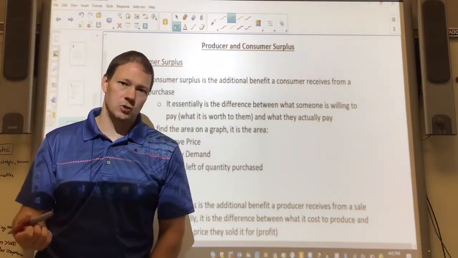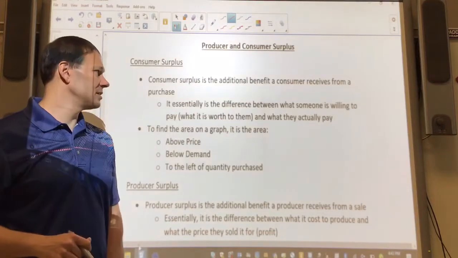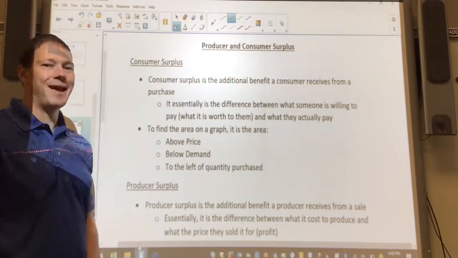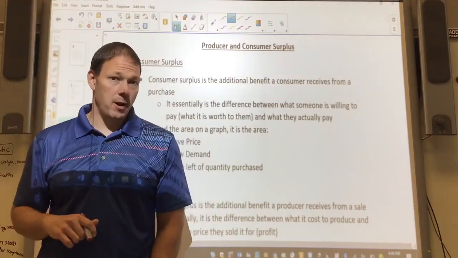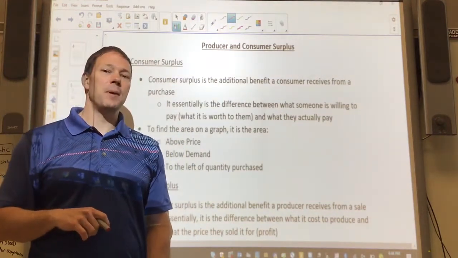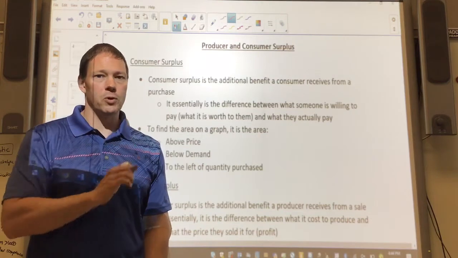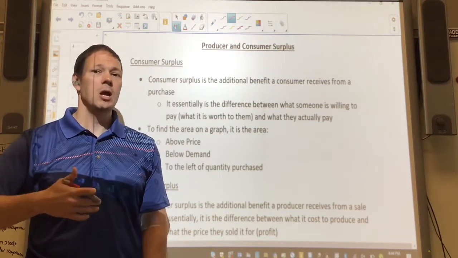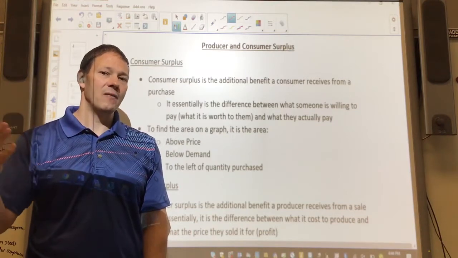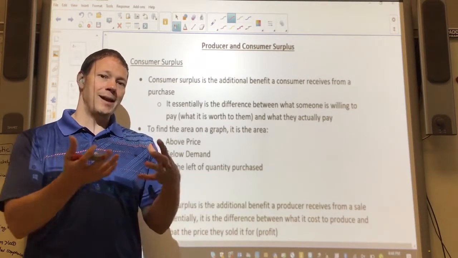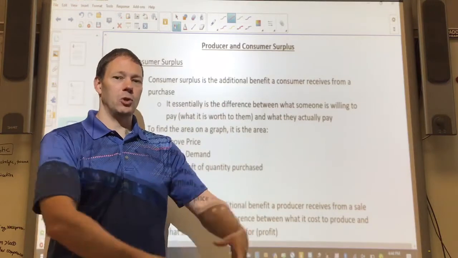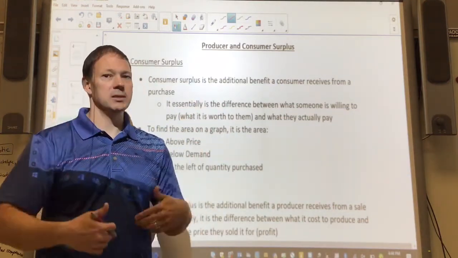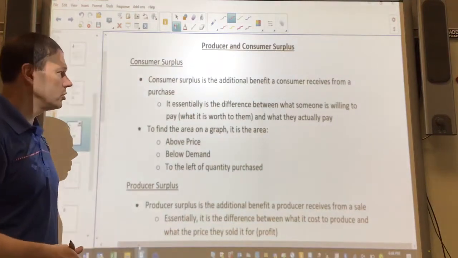So I always think about it this way: consumer surplus is essentially the difference between what someone is willing to pay, what it's worth to them, and what they actually pay. So there's a pair of shoes that you would gladly pay $100 for. That's how much they're worth to you, $100. If you get those shoes for $75, guess what? You got, in a sense, a $25 bonus. You got an item worth $100 to you for only $75. So your surplus is $25. That's what consumer surplus is.